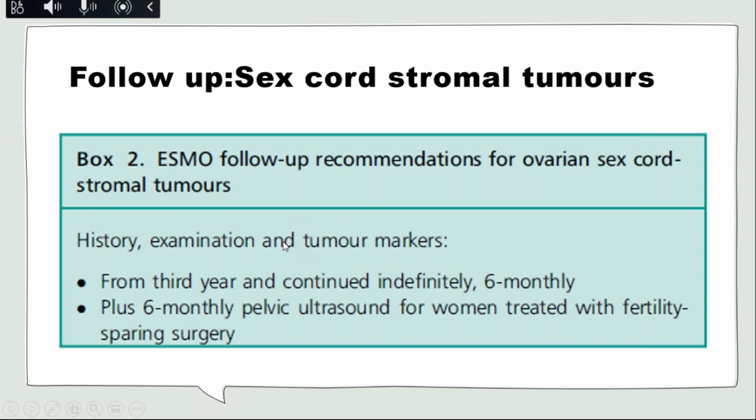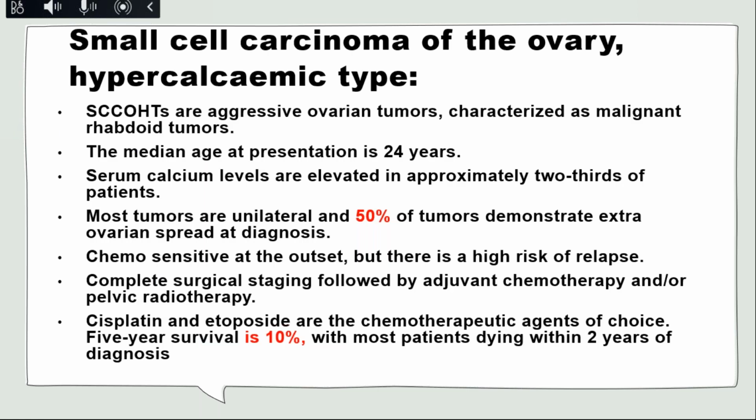We have to take the history, examination and tumor markers from the 3rd year and continue indefinitely 6 monthly, plus 6 monthly pelvic ultrasound for women treated with fertility sparing surgery. So this is the surveillance we have to do in sex cord-stromal tumor.